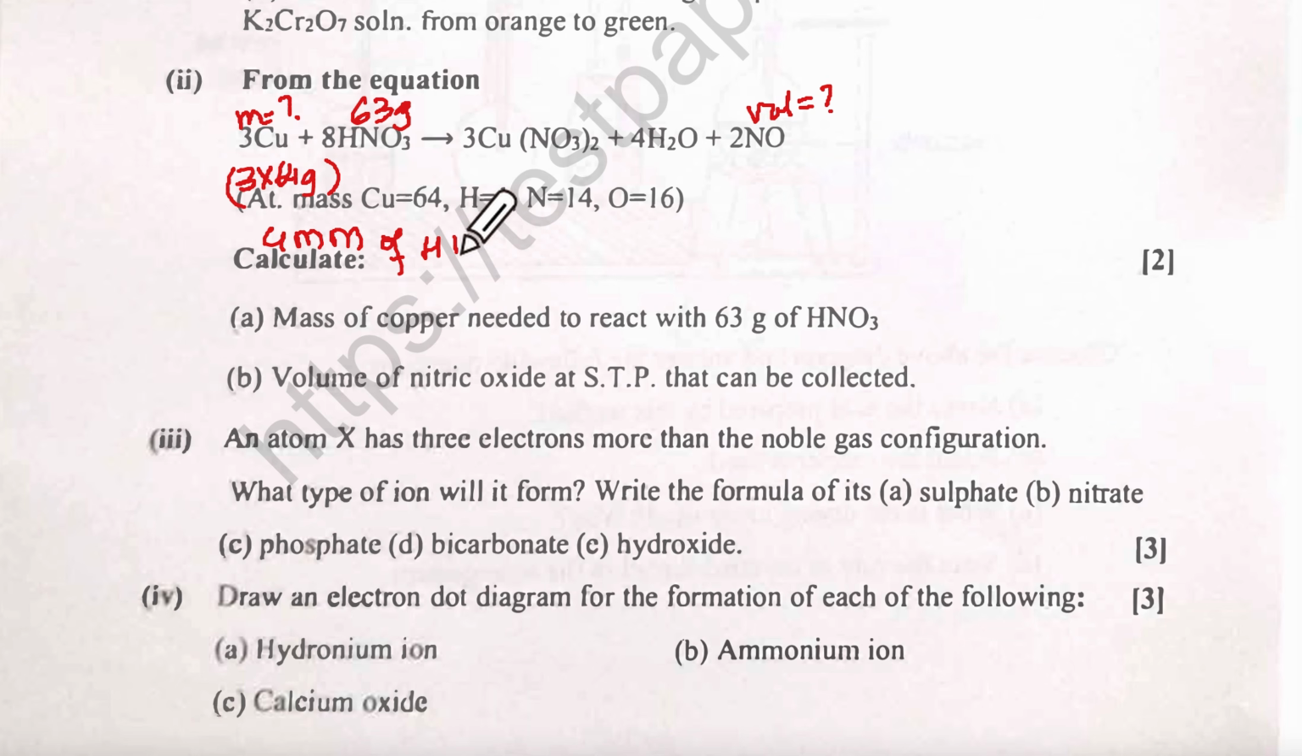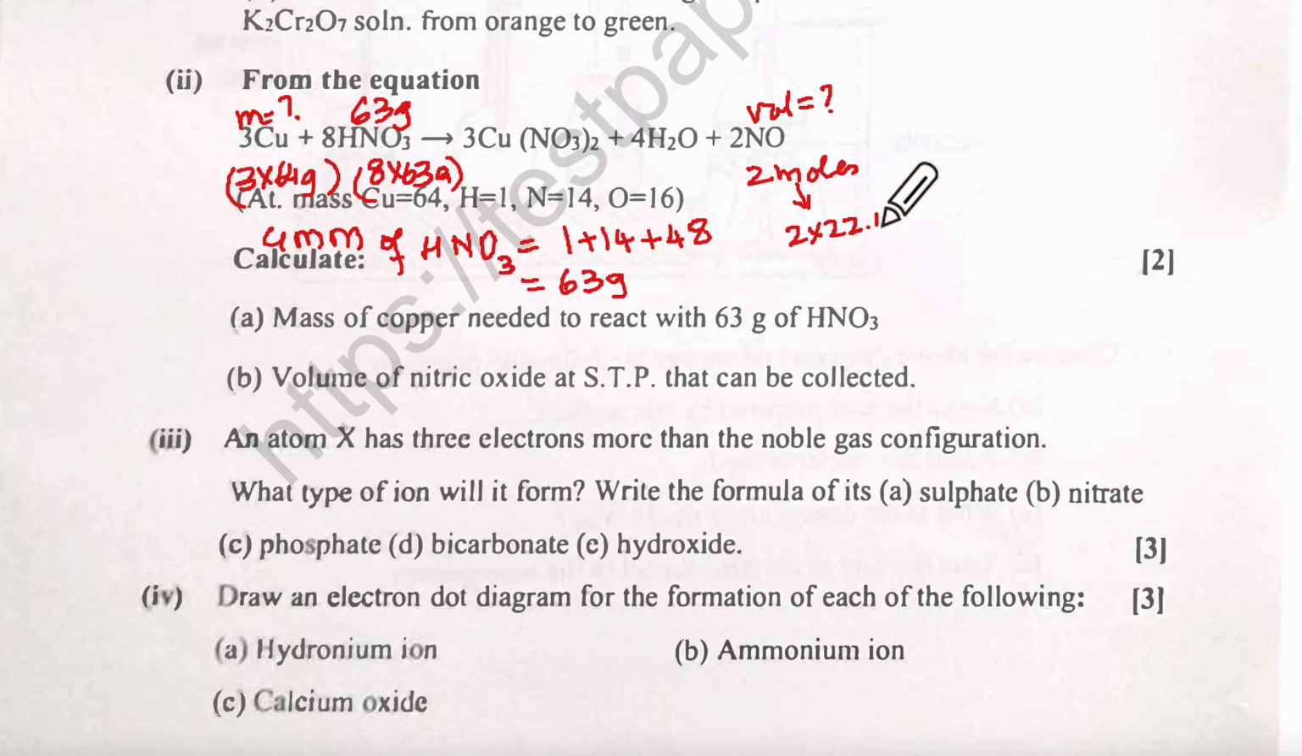Of what? HNO3. Will be 1 plus 14 plus 16 into 3. Isn't it 63 already? But in the equation it is 8 into 63. Did you understand that? Now, never mind this. We are not going to look at all this. We'll go straight for it. So it will be 2 moles. That means volume is how much? 1 mole means 22.4. So 2 into 22.4 liters at STP, correct?